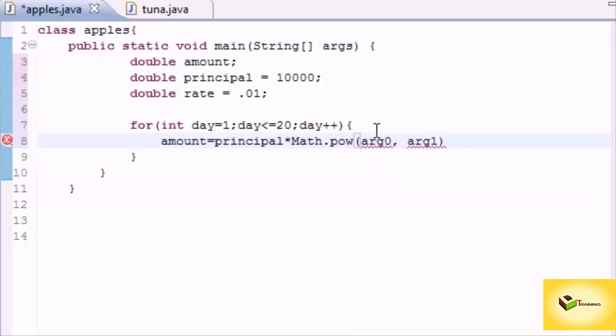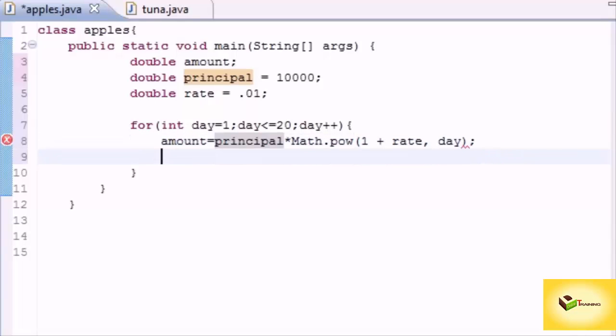Let's add those arguments right here. The first thing, what's in the parentheses, is 1 plus rate. And what do you want to give the exponent? Year, or let's see what it was, day actually. So now we have 1 plus rate, which is amount equals principal, which is 10,000, times 1 plus 0.01 to the day, and that day is going to loop. Now all we have to do is print this out on the screen.